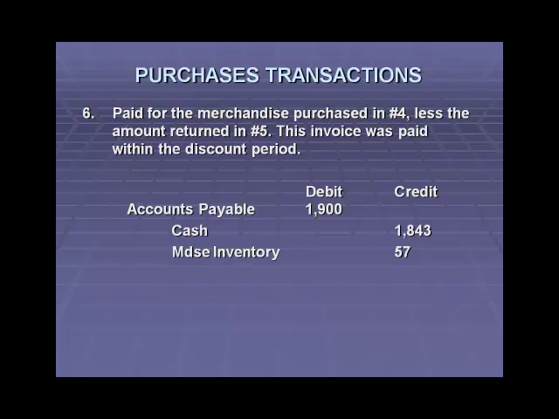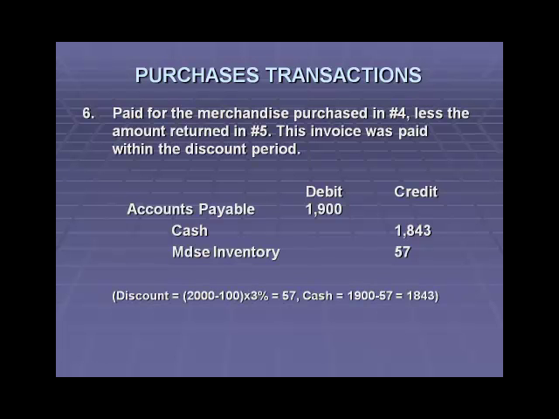The merchandise inventory is going to get credited for the discount amount of $57, essentially to recognize the fact that we paid $57 less for the inventory than we had originally debited that account for. So it actually had a cost of $1,843, and that's what we're writing our check for and crediting cash.